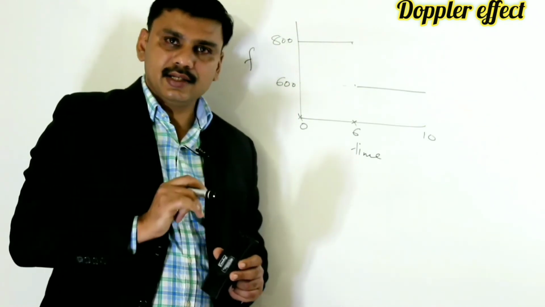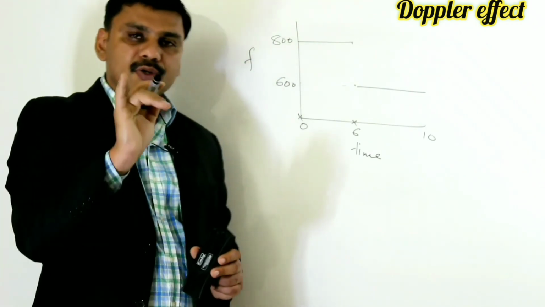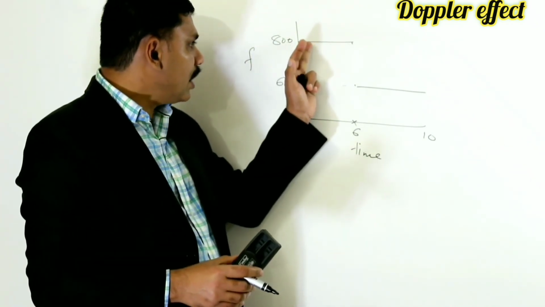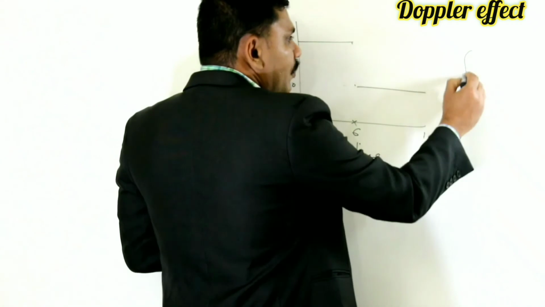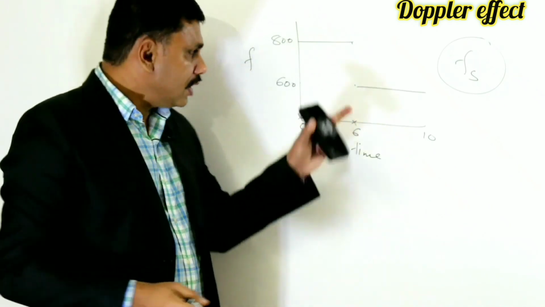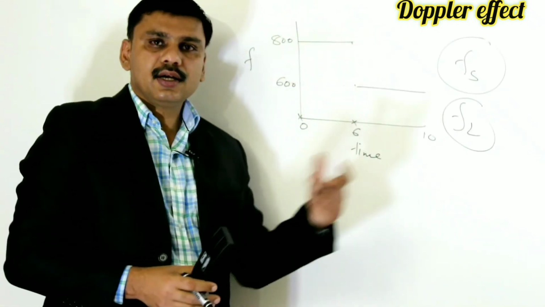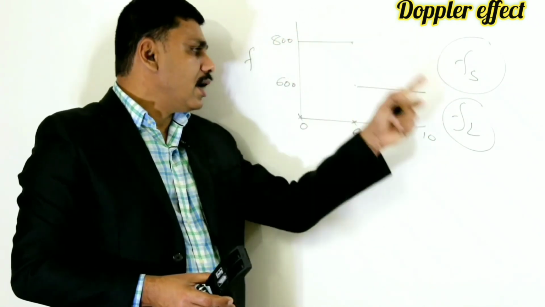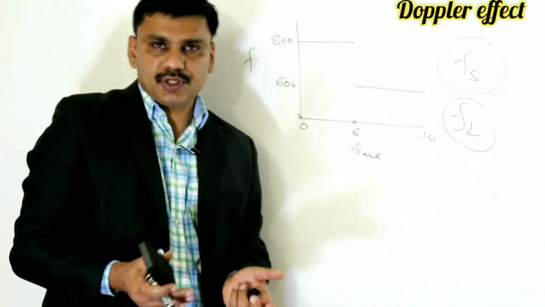Frequency is not changing in reality. But here the frequency is changed because of the relative motion. That is the Doppler effect. So here the frequency changed from 800 Hz to 600 Hz. So 800 Hz is the actual frequency, that is the frequency produced by the source. Then the frequency heard by the listener is 600 Hz. So the frequency produced by the source is 800 Hz, and after a time the frequency heard by the listener is 600 Hz because of the relative motion.